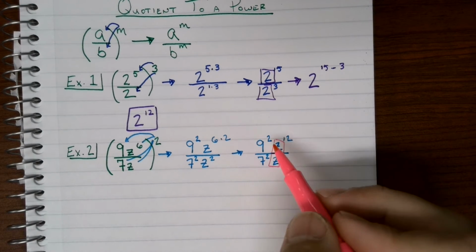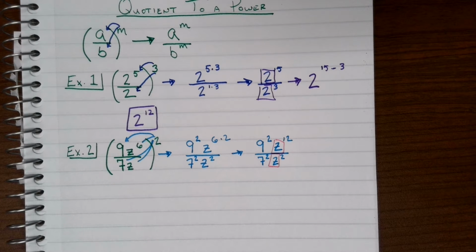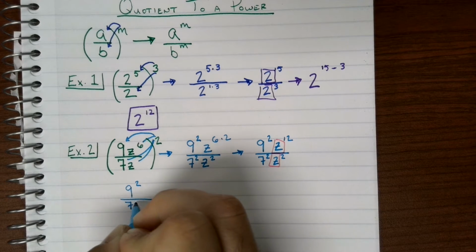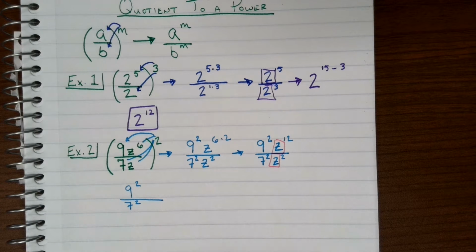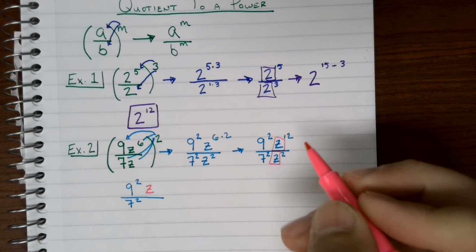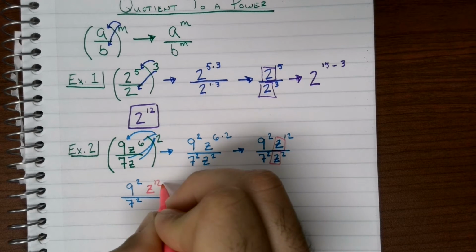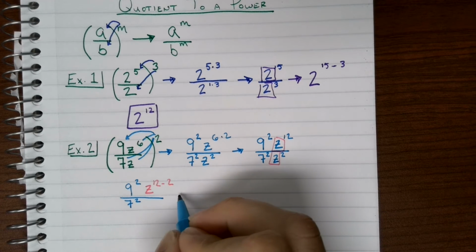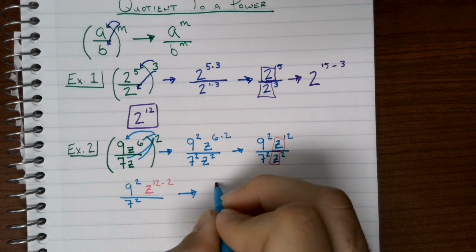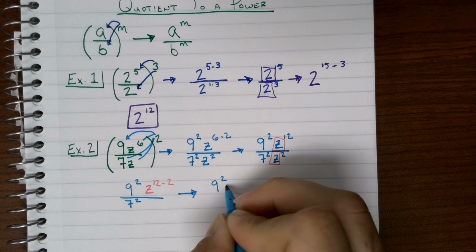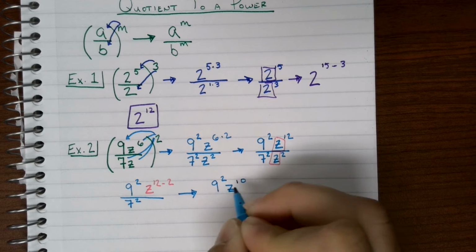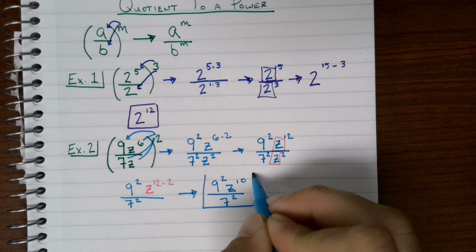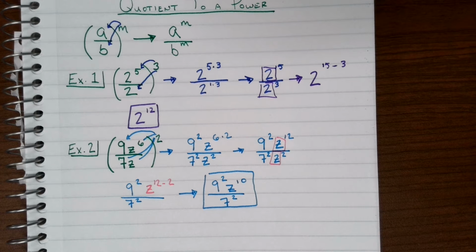Okay. So my 9 squared and my 7 squared will stay. So I have 9 squared, 7 squared. Okay. And I'm going to have z to the 12 minus 2. We're subtracting because that's my quotient rule. And once I simplify that, I'll get 9 squared z to the 10th over 7 squared. And that'll be my final answer.